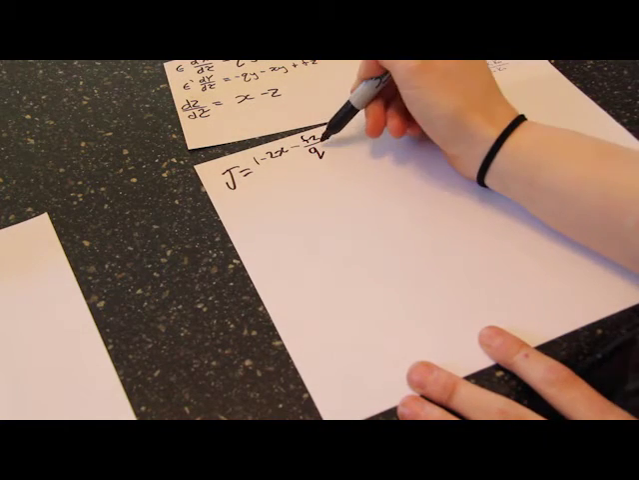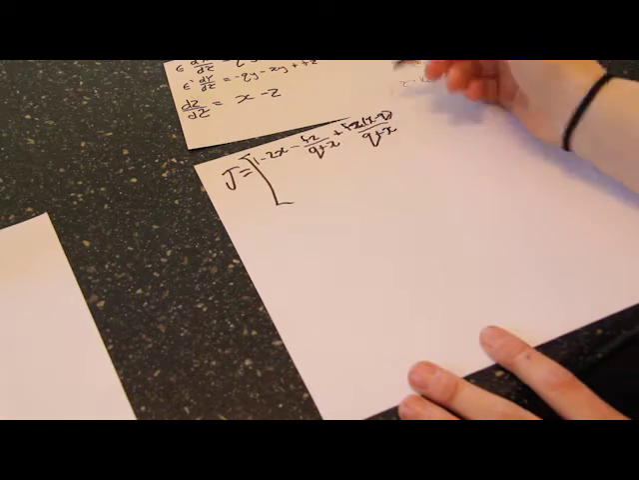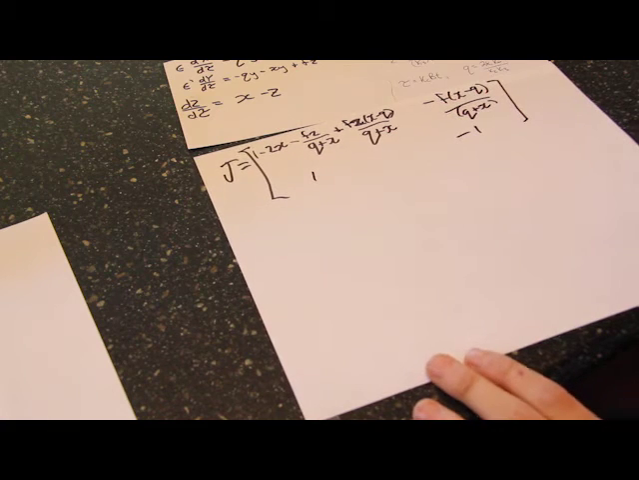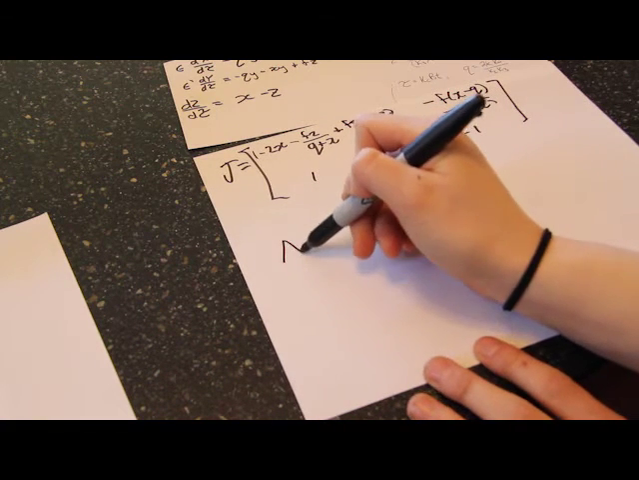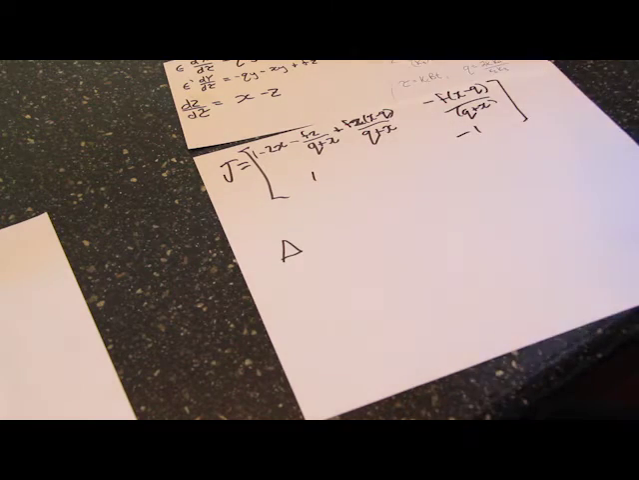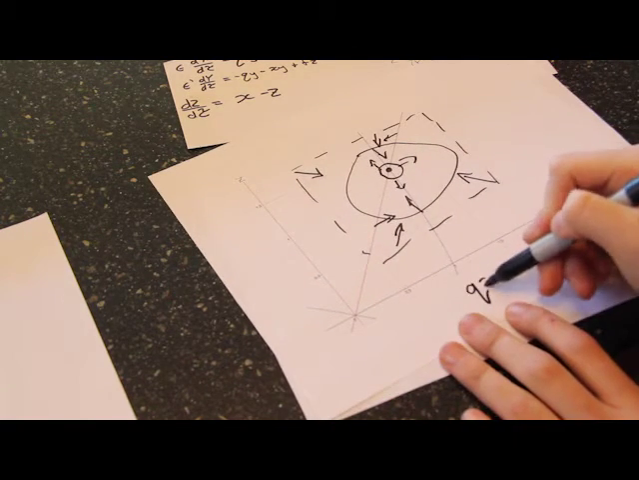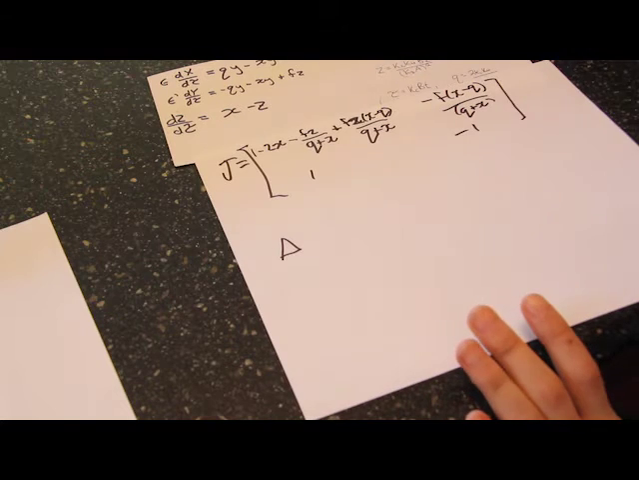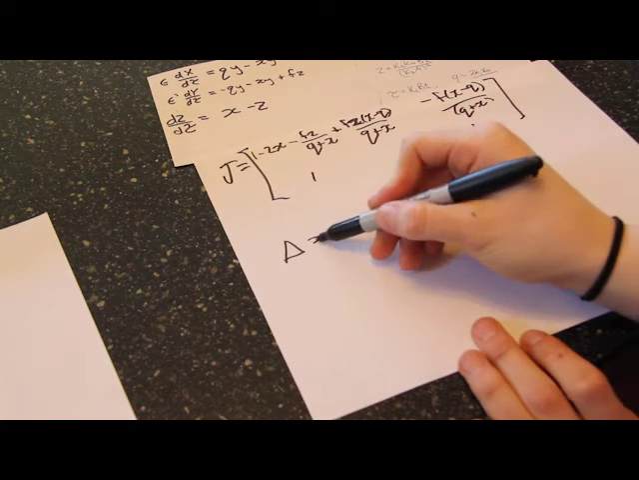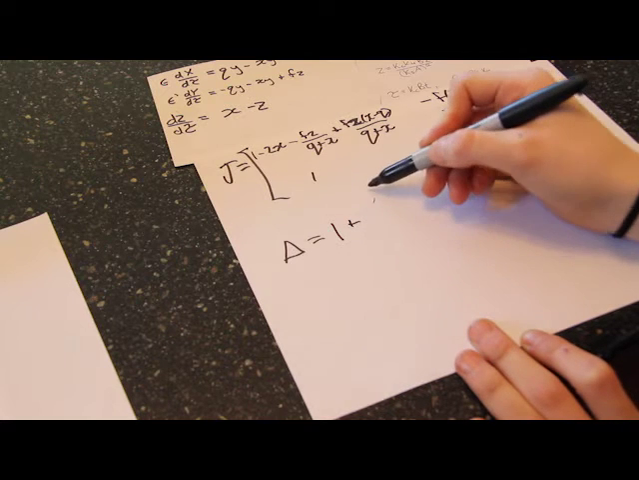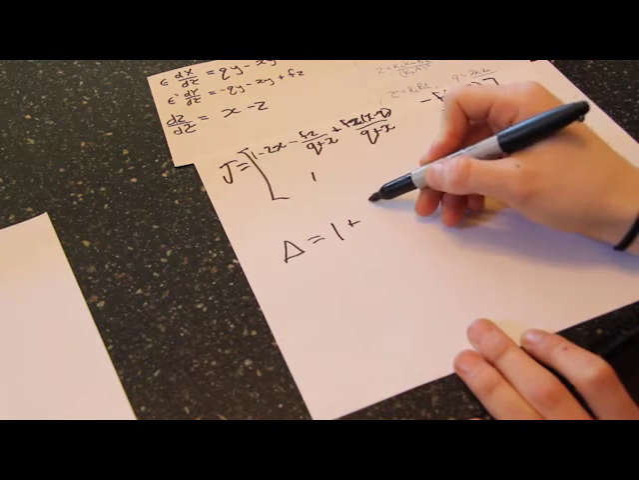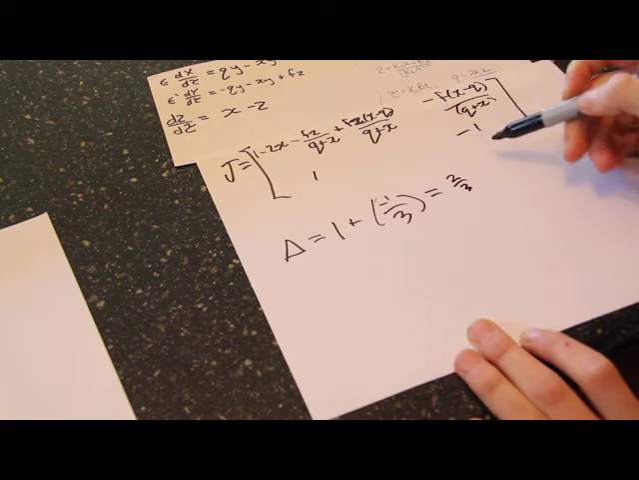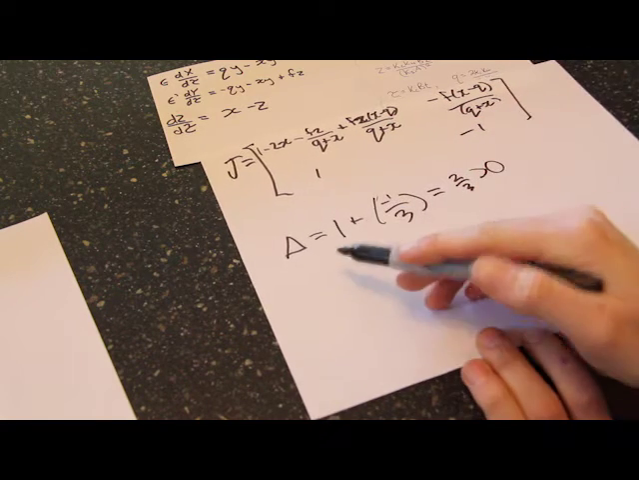To determine that it's a repeller, you can find the Jacobian. From here, you can calculate the determinant, which from our graph, which uses Q equals 2, F equals 1, the determinant would be 1 plus -1/3, which is 2/3. This means, since it's greater than 0, it can't be a saddle node.